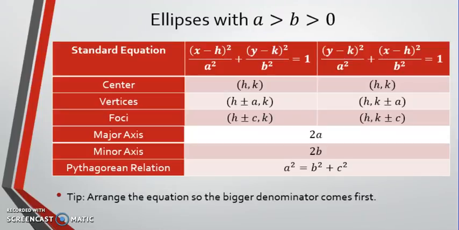One is for when your ellipse is stretched more to the left and to the right, and the other one is for when it's stretched more up and down. So when it's stretching more left and right, it'll start with X. When it's stretching more up and down, it's going to start with the Y value.